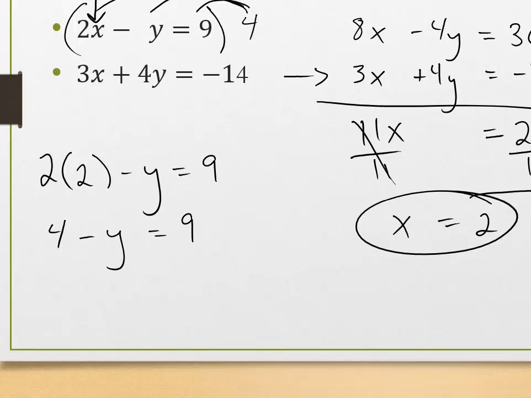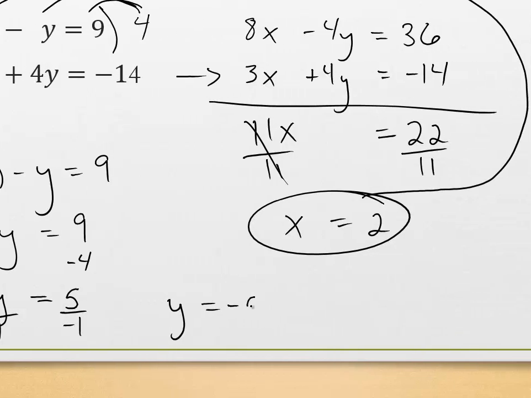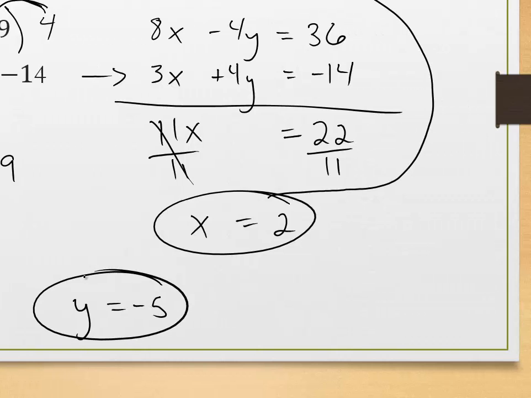Then to get y by itself, we're going to subtract 4 from both sides. Negative y equals 5. Then we need to divide both sides by negative 1 to get y to be positive. So y will equal negative 5. And again, it's independent since we have a solution.